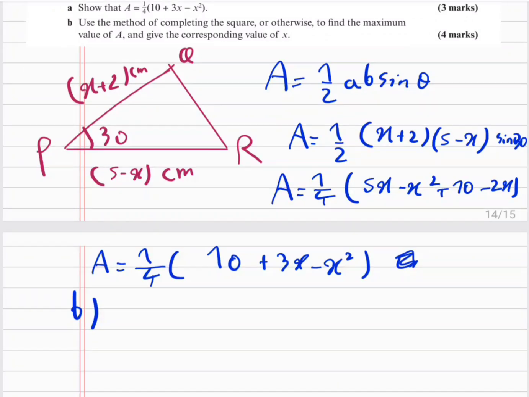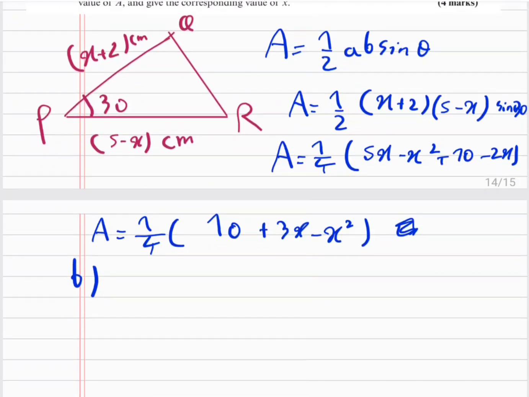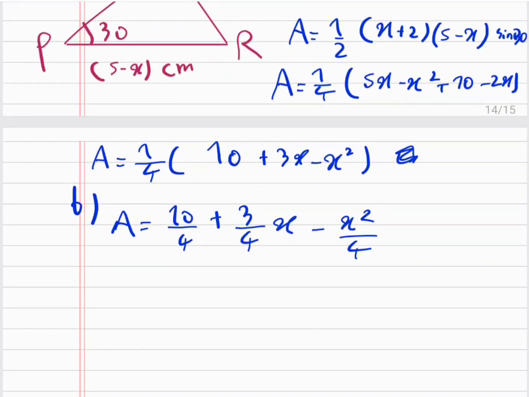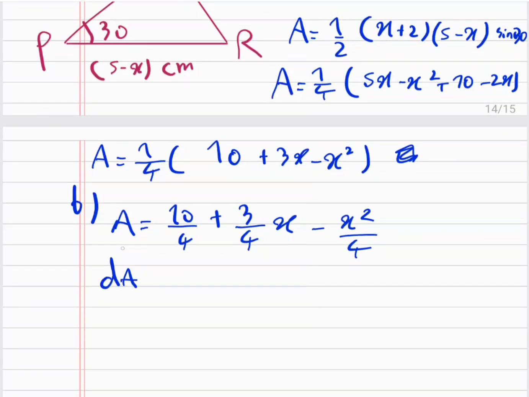To differentiate, we can first rewrite this as A equals 10 over 4, so we expand this, plus 3 over 4 x minus x squared over 4. Now we differentiate this with respect to x. The first term is a constant, which differentiates to 0. The second term differentiates to 3 over 4, and the final term differentiates to minus a half x.